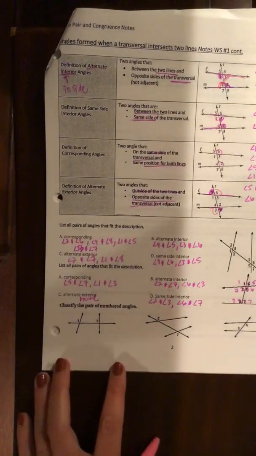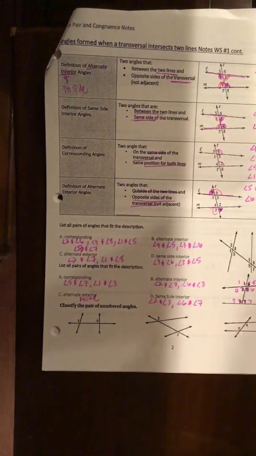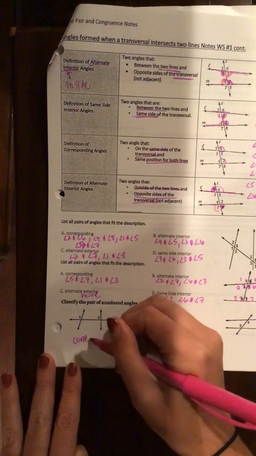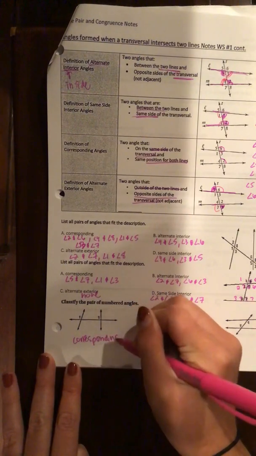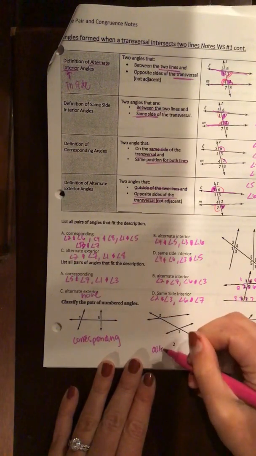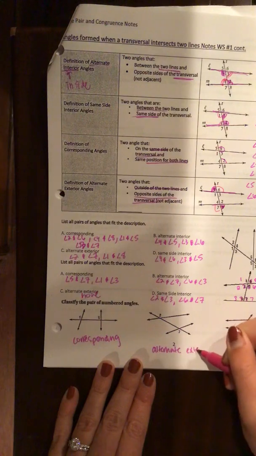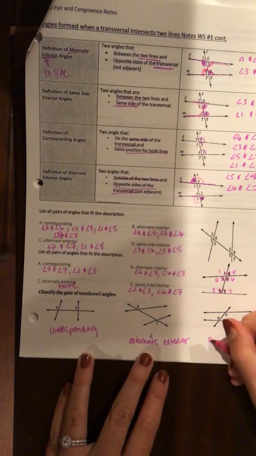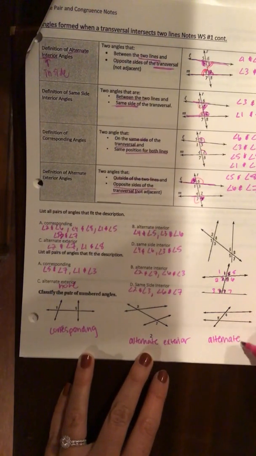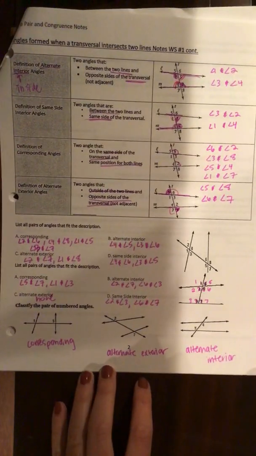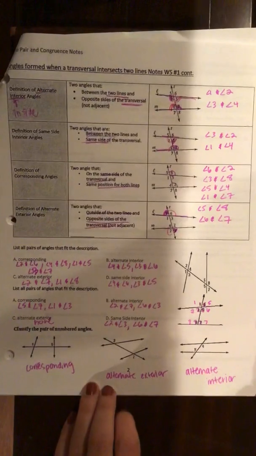And then our last part, it says classify what angle relationships these have. So these would be corresponding. Oops, there's 2 R's. These would be alternate exterior. And then the last one would be alternate interior. And that is all for those. That's all for notes 1.